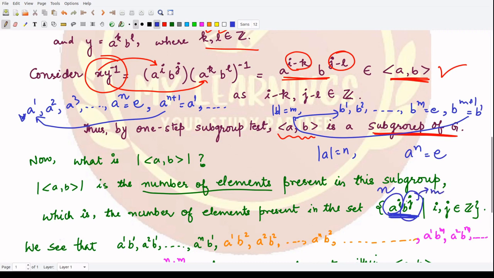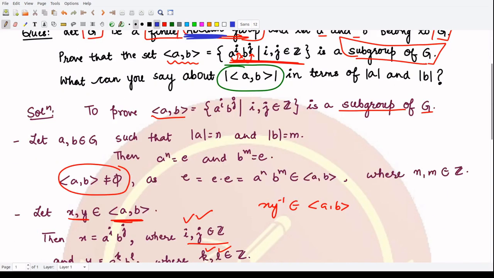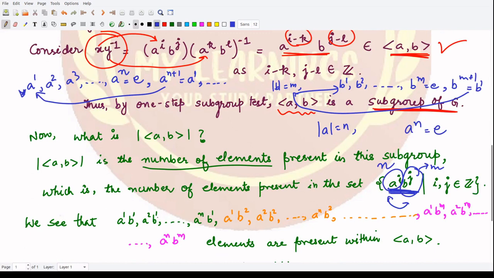And here the order does not matter. Why? Because our group G is given to be an abelian group, correct? So the order does not matter, and we only have this many combinations of elements. You can fix b raised to power 1 and take all the combinations of a raised to power 1, a raised to power 2 up to a raised to power n. Similarly, you can keep b squared fixed and take different powers of a raised to power 1, a raised to power 2 up to a raised to power n. You can keep going on like this.